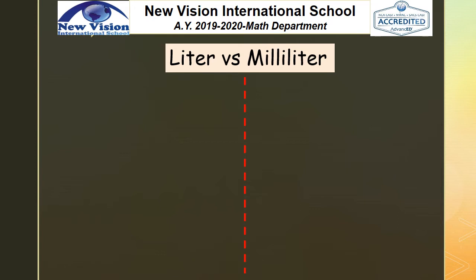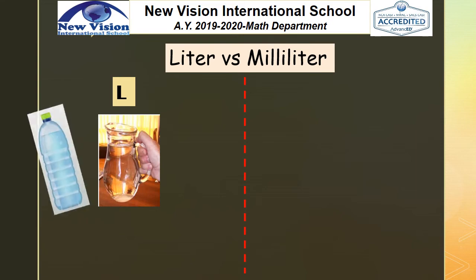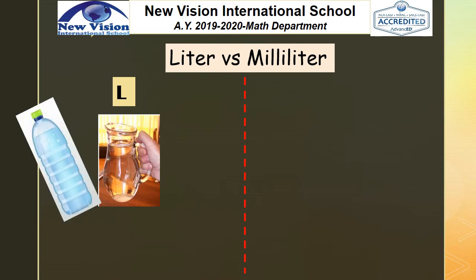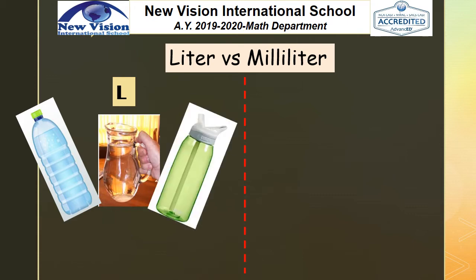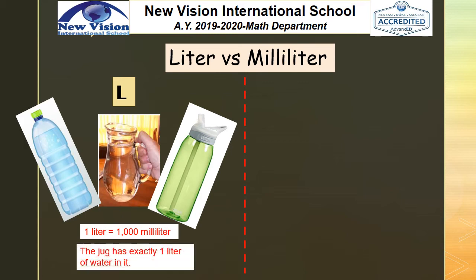Okay, let's go to liter versus milliliter. Let's start with liter first, or the letter L. Okay, so we have here the water jug. This water jug or water pitcher can hold 1 liter of water. Okay, another is this water bottle. Do you know Aquafina or Arwa? Okay, that can hold 1 liter of water. Okay, and also this water jug, that's 1 liter. Always remember, 1 liter is equal to 1,000 milliliters. So this water jug has exactly 1 liter of water in it.